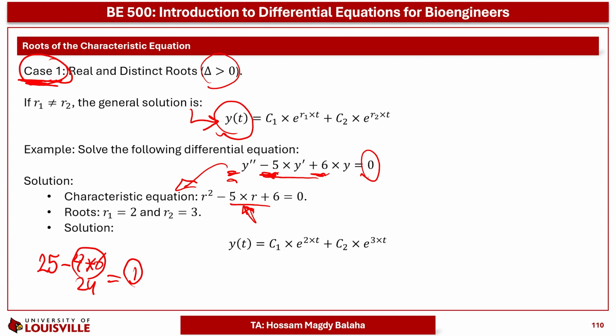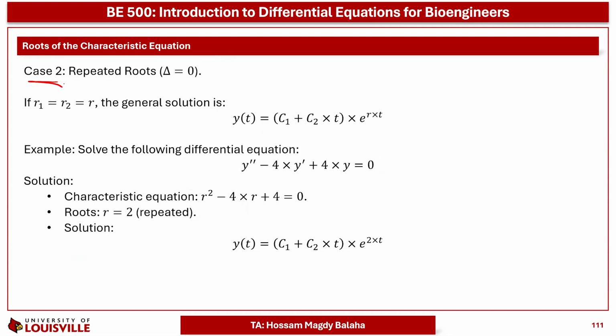So we can get 2 real and distinct roots. If you substitute in the quadratic formula, you will get R1 equals 2 and R2 equals 3. So in this case, we have the general solution to be C1 multiplied by the exponential of 2t, plus C2 multiplied by the exponential of 3t.